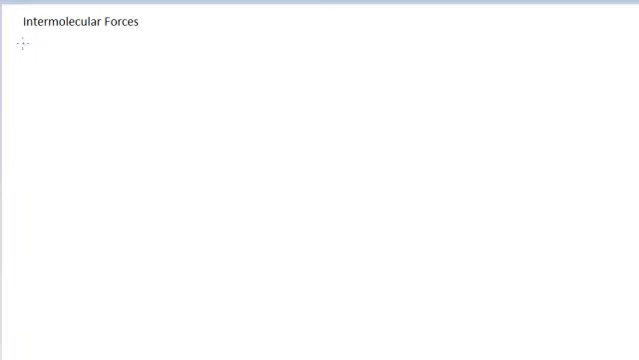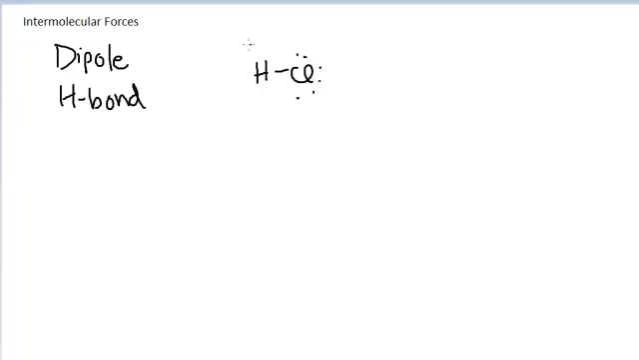Alright, so far we've talked about dipole forces, or dipole-dipole interactions, and we've talked about hydrogen bonding. These are examples of intermolecular forces, and both of these rely on a molecule's partial positive being attracted to a partial negative of a neighboring molecule.